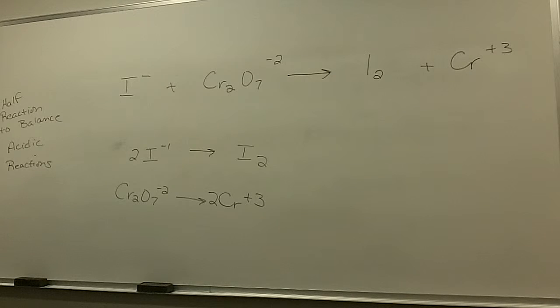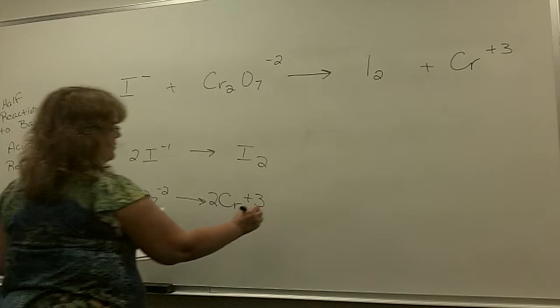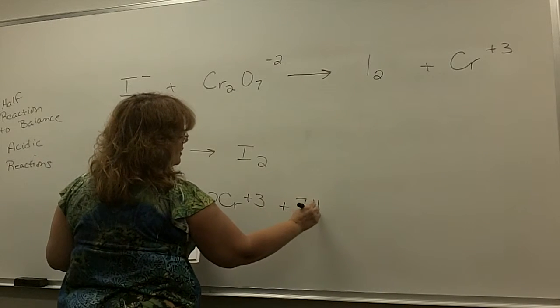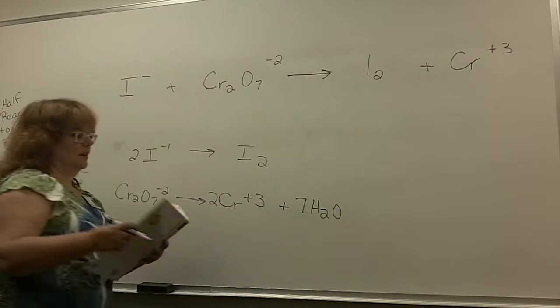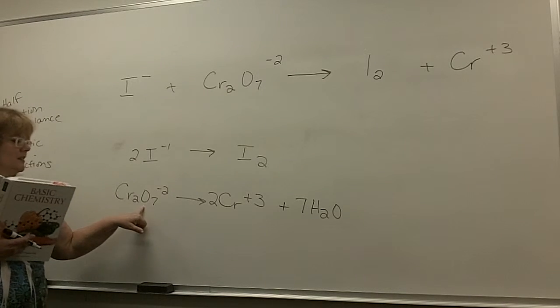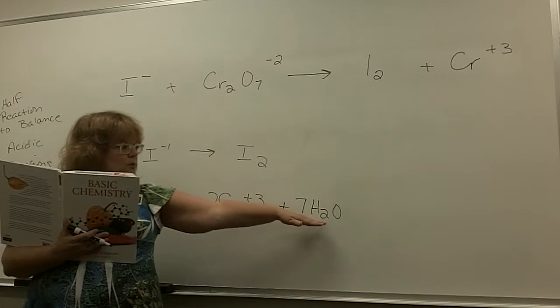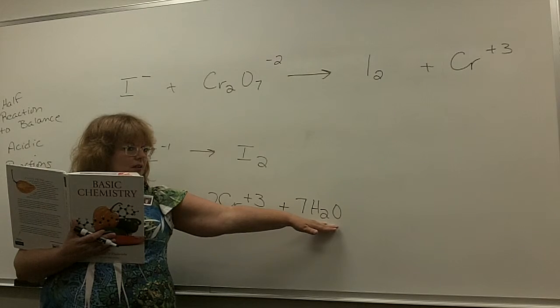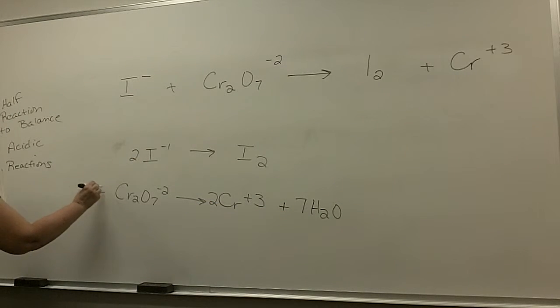Okay. Now, how do we balance the water? We're going to add 7 waters to the product side. Okay, and why I'm doing that is to balance these oxygens. So I added 7 waters over here, and we're going to have to add H's, 14 hydrogens over there.